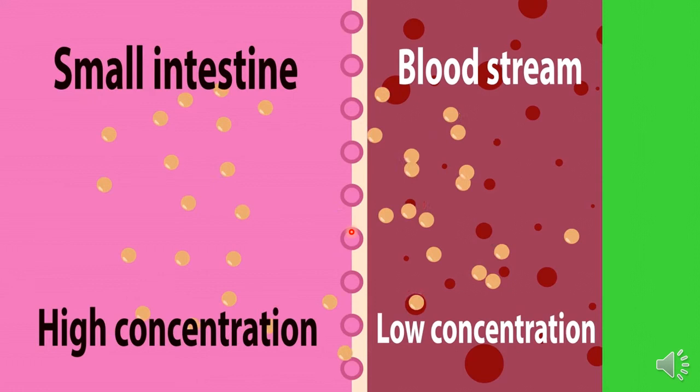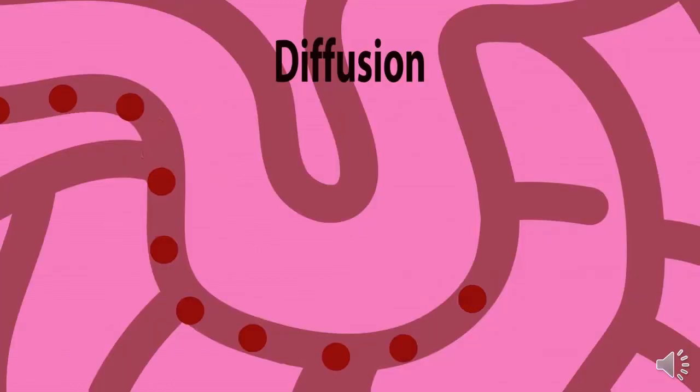Similarly here with the nutrients, we have a high concentration in the intestine and no, or low, concentration in the bloodstream. So they will pass from the intestine to the bloodstream because here we have high concentration and they want to get rid of it, and here we have low concentration and we need it. So they simply go there. This process where they just go there passively is called diffusion. This is diffusion.